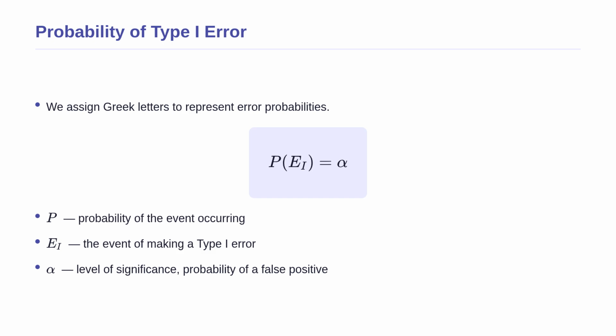If a researcher decreases alpha, they make it much harder to reject the null hypothesis, which reduces the chance of a false positive, but introduces a trade-off.